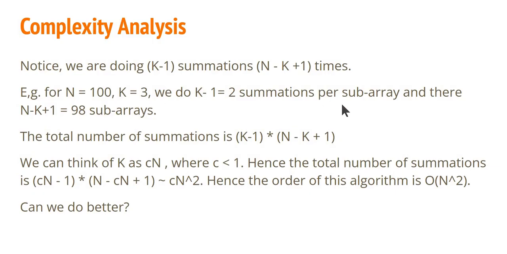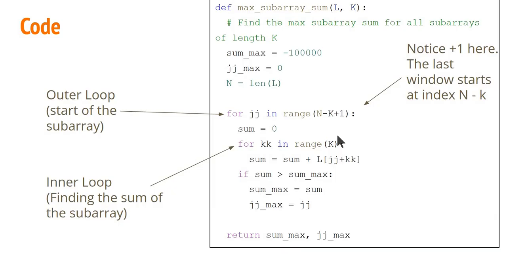Basically, for every sub-array, we are doing k minus 1, which is 2 summations, and totally there are n minus k plus 1, 98 subarrays. So the total number of summations that we are doing is 98 times 2, which formula-wise is k minus 1 times n minus k plus 1. In fact, this was evident from the way we wrote the code.